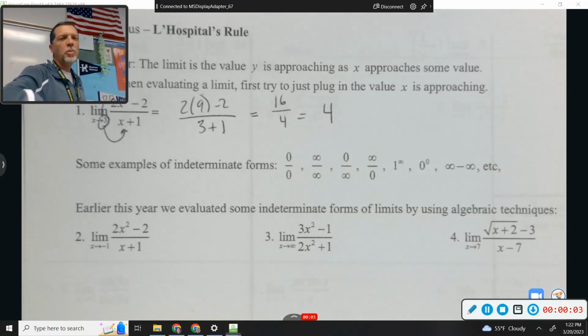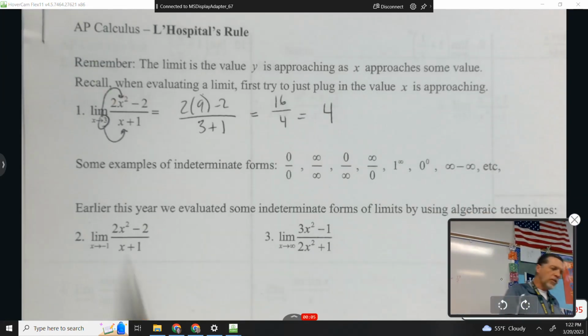All right, so L'Hopital's rule. This first example is not L'Hopital's rule. That's just a regular old limit. Plug it in. As long as you don't get 0 on the bottom, all is well. Now, if you do get 0 on the bottom, then the answer is probably infinity or negative infinity.